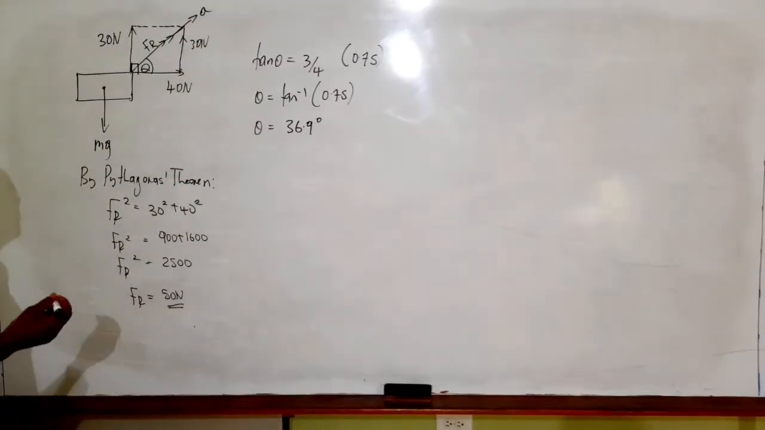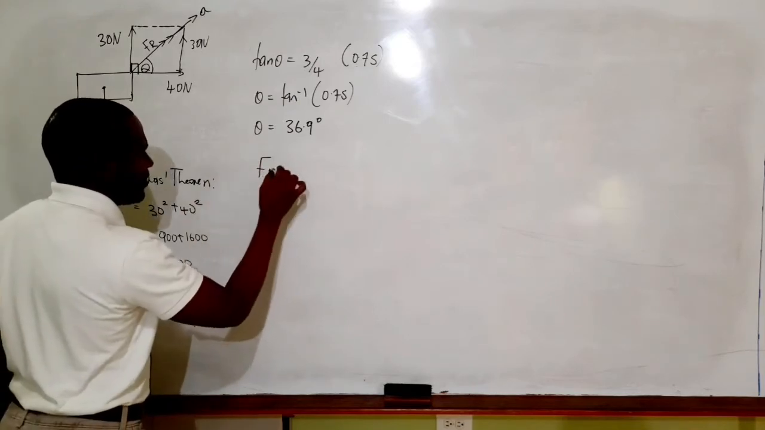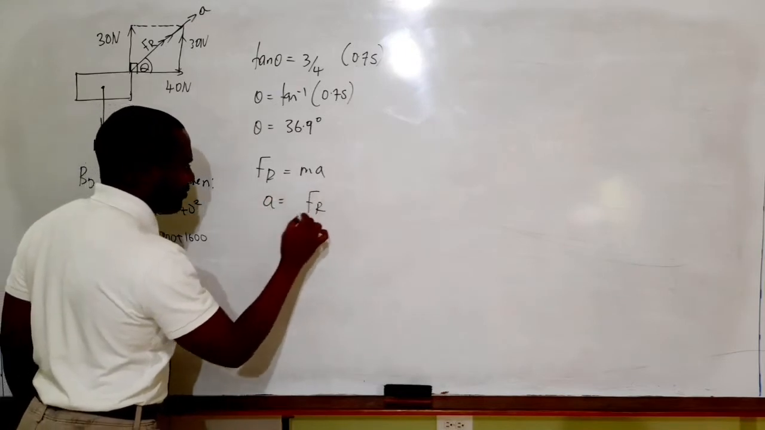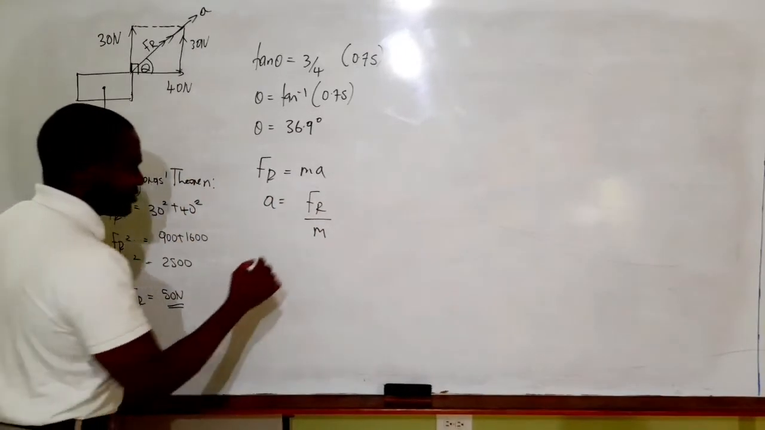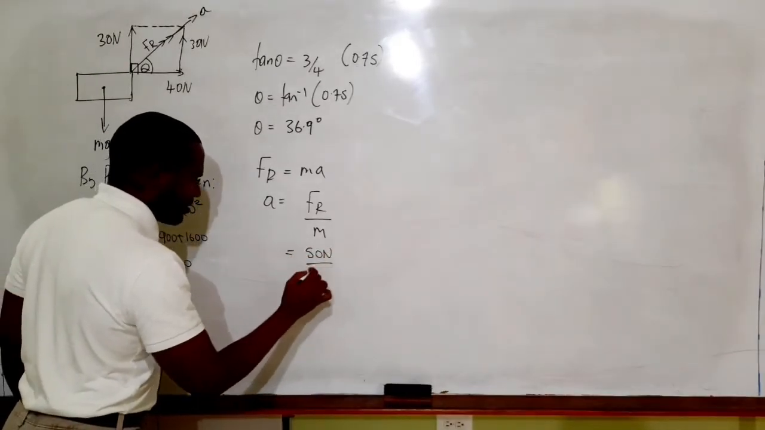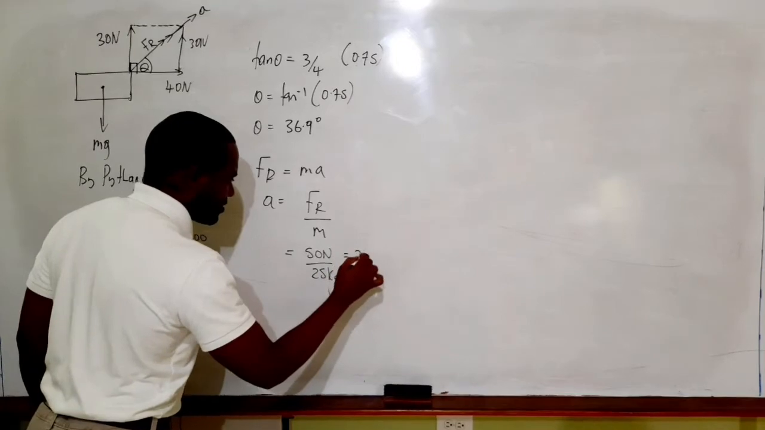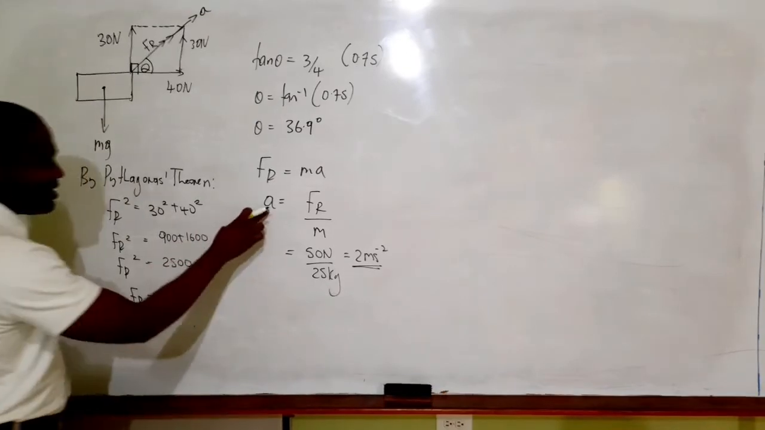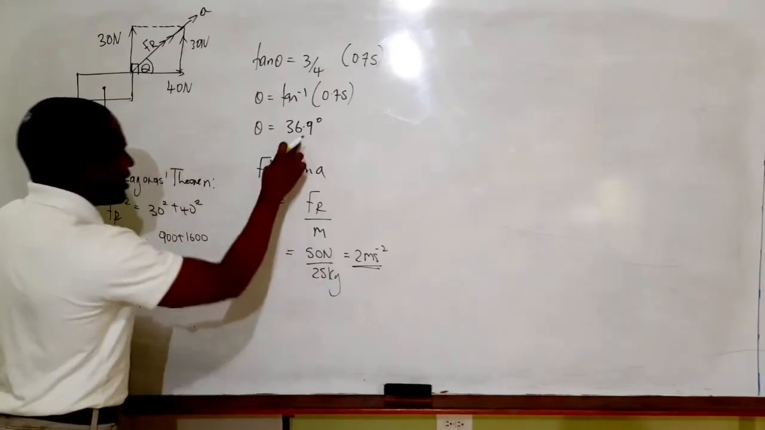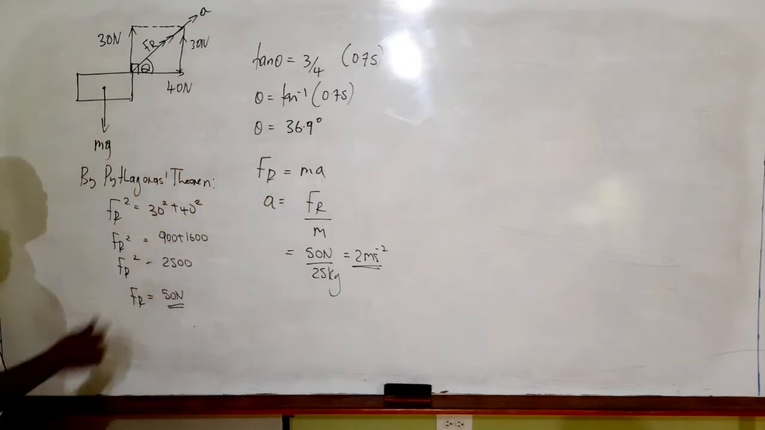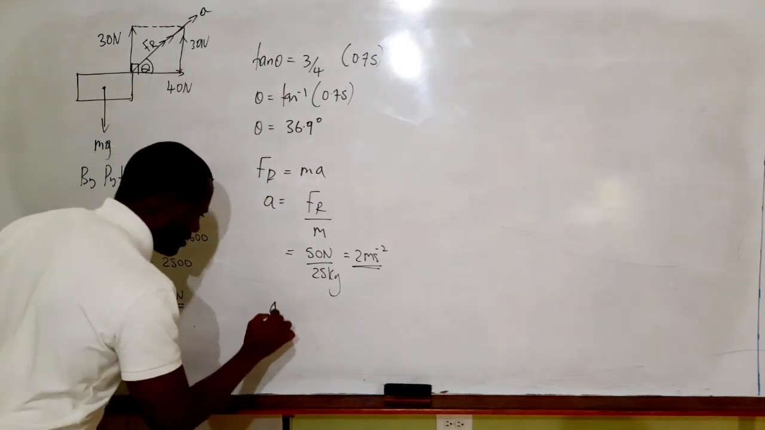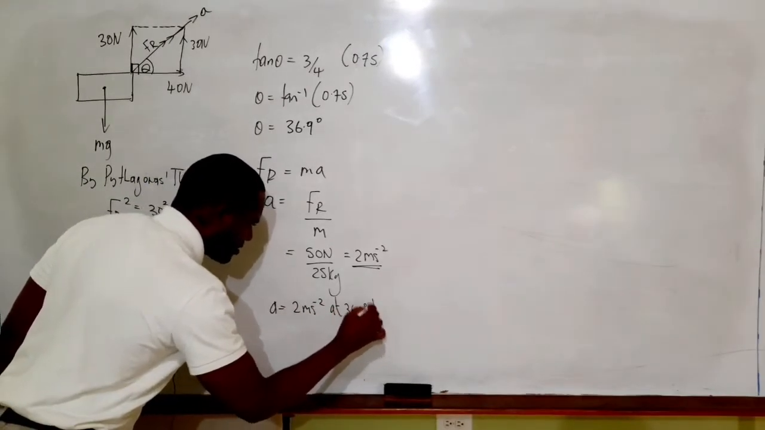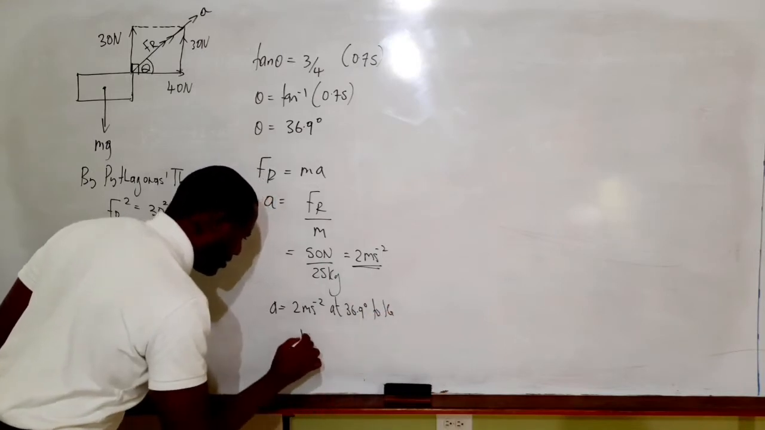And so now we can say that the resultant force acting on the body, FR, is equal to ma, which means that the acceleration a is equal to the resultant force divided by the body's mass. So this gives us 50 newtons divided by 25 kilograms, which gives us 2 meters per second squared. And so the acceleration a equals 2 meters per second squared at 36.9 degrees to the 40 newton force.